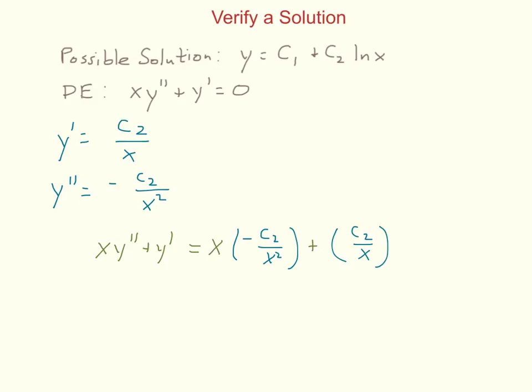And now it's just a matter of simplifying. When I simplify the first part, x times the negative c2 over x squared, the x in the numerator gets rid of one of the x's in the denominator. And so I'll get negative c2 over x plus c2 over x, which does equal 0. So therefore, I do know that this is a solution to this differential equation.